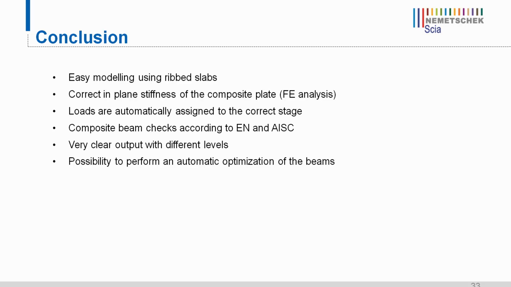We have until now the composite beam checks according to Eurocode 4, ULS check final stage and construction stage, and according to the American code, ULS check final stage and construction stage, and also SLS check final stage and construction stage. We have seen that we have 3 different types for the output: the brief one, the table one, and the very clear, very detailed output actually. And we have the possibility to perform an automatic optimization of the beams. So that's it for the composite analysis model so far in Scia Engineer 15.